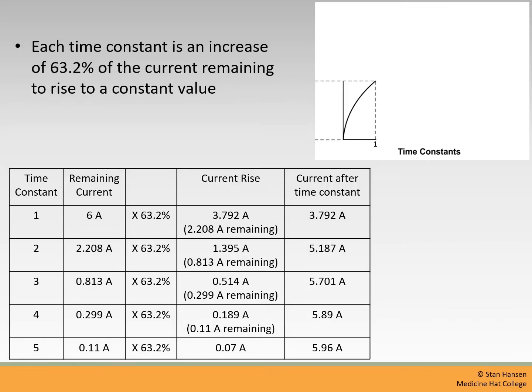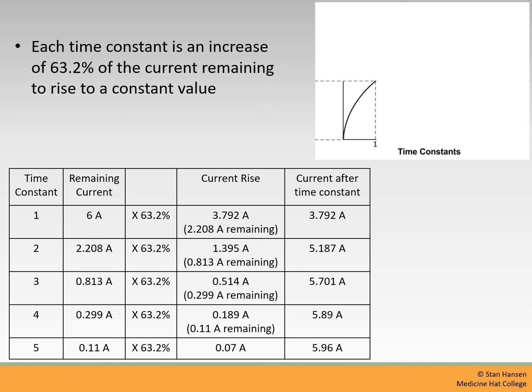What is interesting is that after the end of each time constant, not only can I predict the amount of time that's going to elapse, but I can also predict how much current should be flowing through that circuit at the end of each time constant. When it comes to inductive circuits, at the end of each time constant, I should have the total value of 63.2% of the total ampacity that's going to be risen.